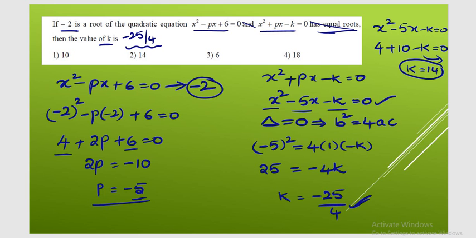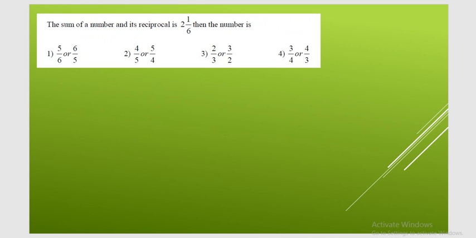So if I want to go with options, then I need to change the whole question, right? It doesn't mean anything, right? So for options we should not change the question, but as per the question, if you do as per the question, then you are going to get the value of k as minus 25 by 4. So this is the correct approach. Okay, next moving on to the next question.